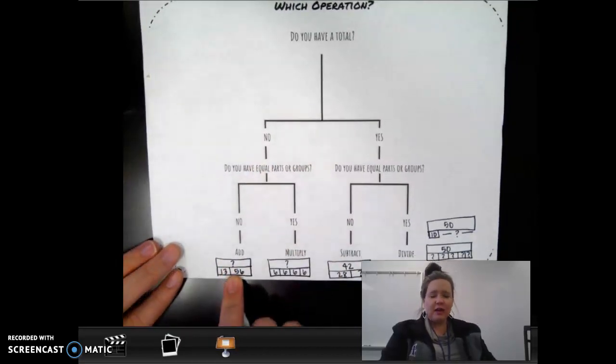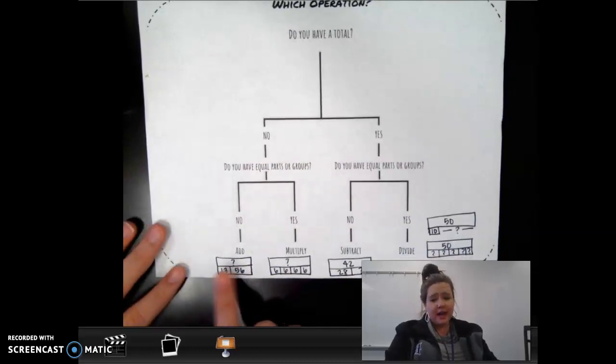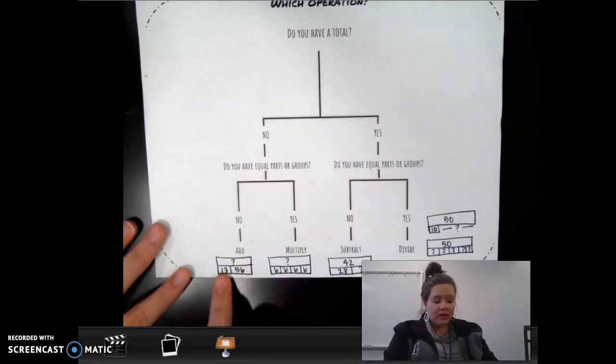And I gave you an example of what an addition strip diagram looks like, okay? So I do not have equal parts or groups. In an addition strip diagram, the numbers that you're going to be adding together, the numbers that you're going to be combining, are going to be different. So in this case, this is 13 and 56. This is what they would be adding to find their total.